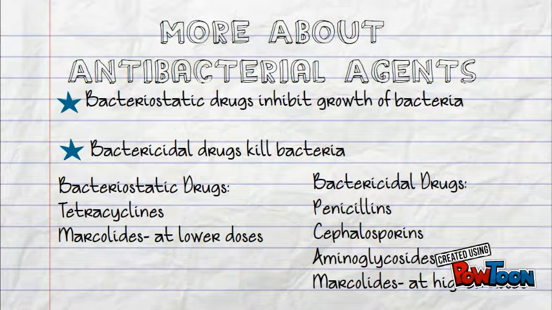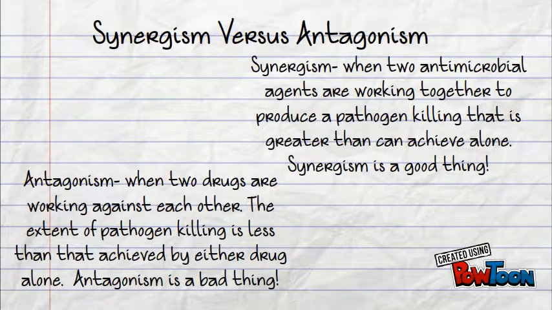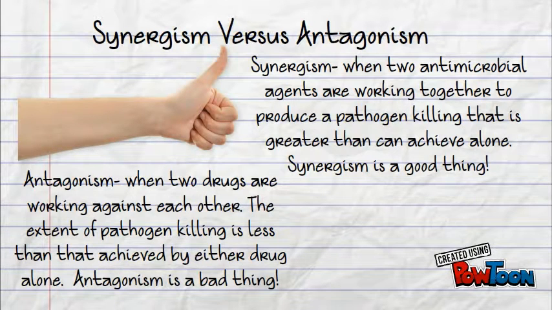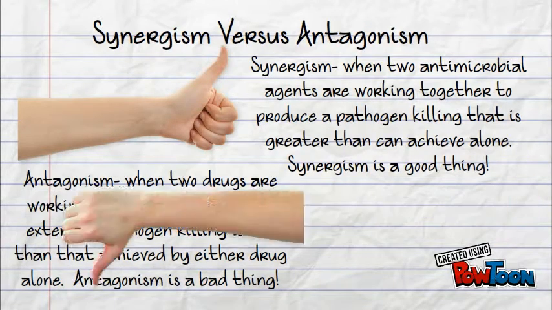Bacteriostatic drugs inhibit growth of bacteria. Bactericidal drugs kill bacteria. Synergism is when two antimicrobial agents are working together to produce a pathogen killing that is greater than one can achieve alone. Antagonism is when two drugs are working against each other. Synergism is a good thing, and antagonism is a bad thing.